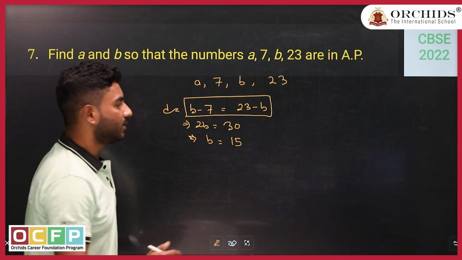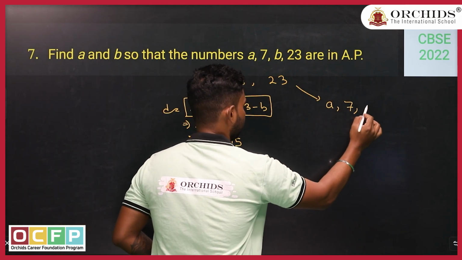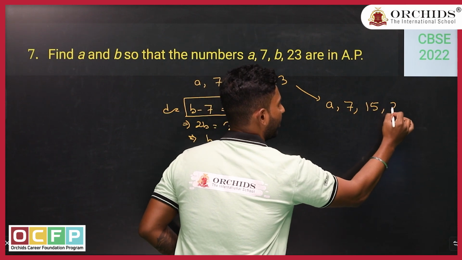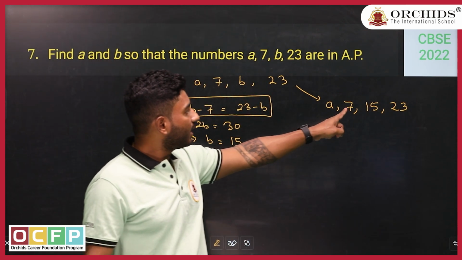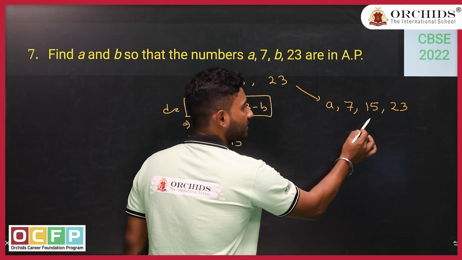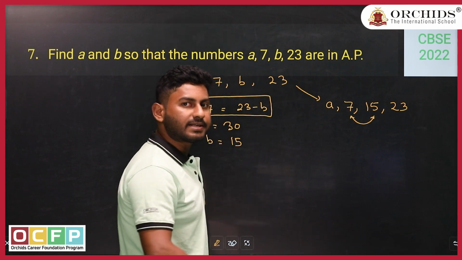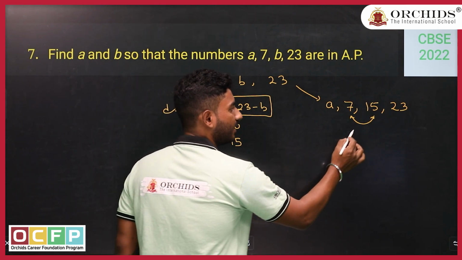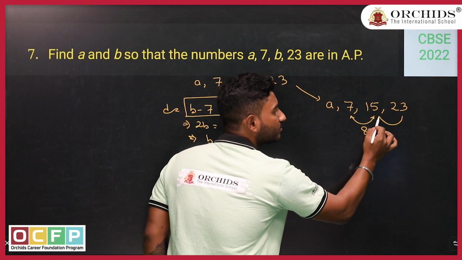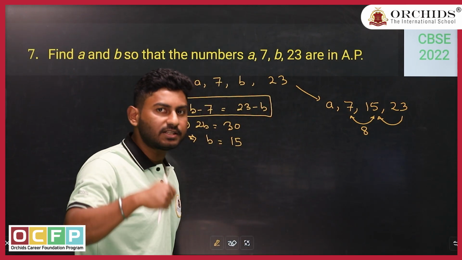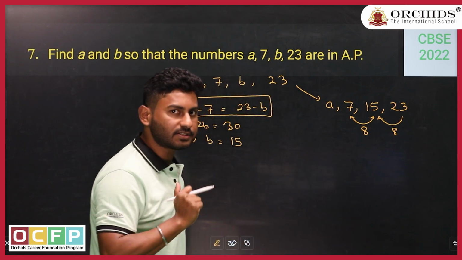Let us modify the progression now: A, 7, 15 and 23. Now, can I find out D? What is the difference between these two? 15 minus 7. What is 15 minus 7? 8. Now, what is the difference between these two? 23 minus 15 is how much? 23 minus 15 is again 8. So the common difference is 8.